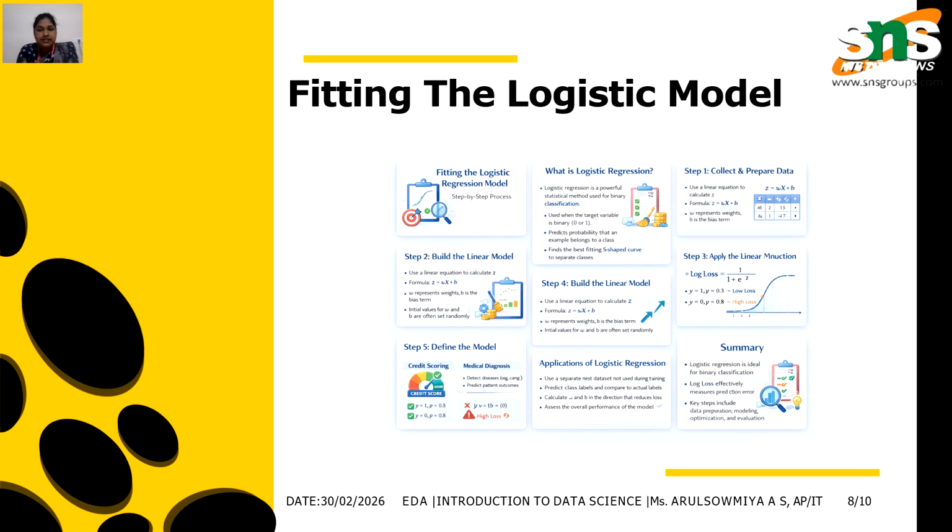So step one is we collect and prepare data. Using the database, we collect the data and use a linear equation to calculate the value. The formula is Z = wX + b, where w represents the weights and b represents the bias. Then in step 2 we build a linear model, that is, we use a linear equation to calculate the value, and we set the initial values of the weights and bias randomly using the data set.